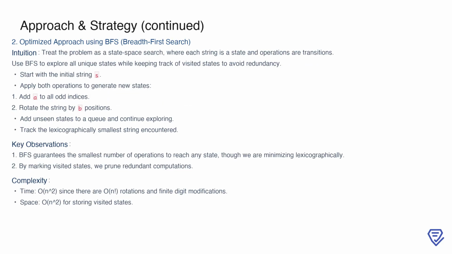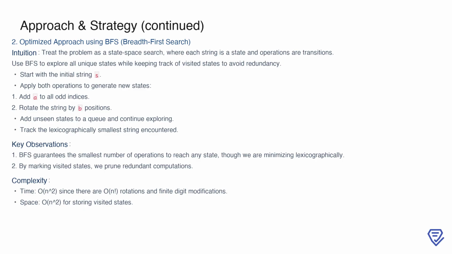To improve efficiency, we can employ an optimized approach using breadth-first search, or BFS. Here, we treat the problem as a state space search, where each possible string configuration is a state, and the two operations act as transitions between these states. Starting from the initial string S, we systematically explore all reachable states by applying both operations. Specifically, we add a to the digits at odd indices to generate one set of new states, and rotate the string by b positions to generate another.